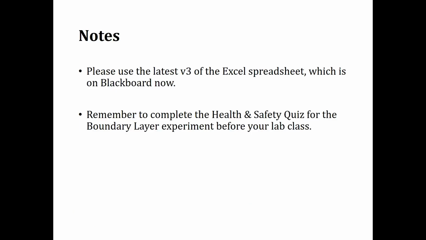Before we start, just a couple of notes. I've updated the Excel spreadsheet slightly, and I did that on Friday. So if you had downloaded the Excel spreadsheet for the boundary layer experiment before Friday, please delete it. Use the version that's on Blackboard now. Okay? Version 3 is the one on Blackboard now. It's made it slightly easier to report the data in terms of comparing laminar and turbulent flows, and we'll look at why we do that later on. It's also slightly clearer in the layout as well. The color schemes make it easier to follow the measured and the theoretical values. So please use version 3.